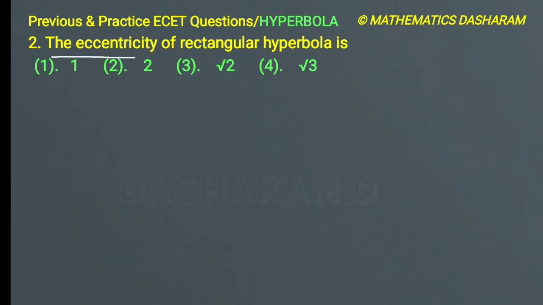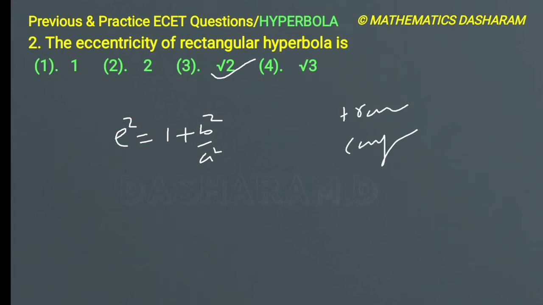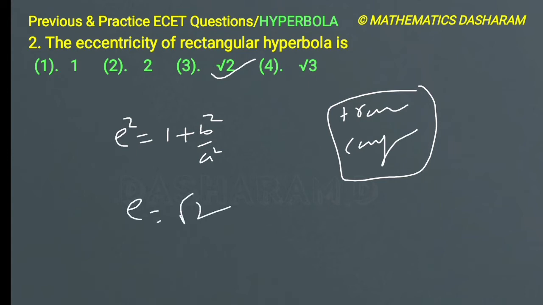Second question, the eccentricity of a rectangular hyperbola is. From the formula we can say the rectangular hyperbola eccentricity is root 2. So option 3 is correct. Because the eccentricity formula is 1 plus b square divided by a square, but in the rectangular hyperbola the transverse axis and conjugate axis are both equal, that is why e will become root 2.